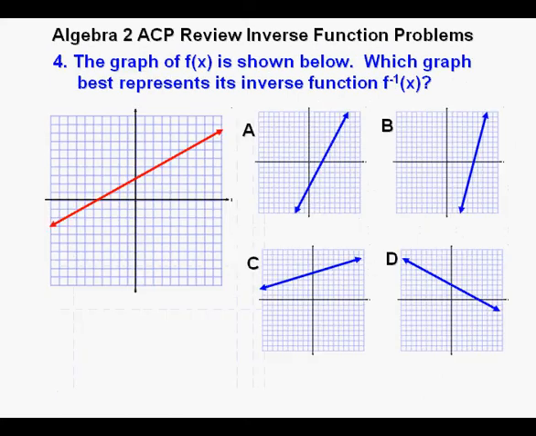Inverse function problem 4. The graph of f of x is shown below. Which graph best represents its inverse function f to the negative 1 of x? Again, there are a lot of ways to do this problem, but I think that a good strategy would be to draw the original line onto each answer choice to see which one is the best reflection about the line y equals x. And here is the line drawn on graph A. And here is the line drawn on graph B. Here is the line drawn on graph C. And here is the line drawn on graph D.